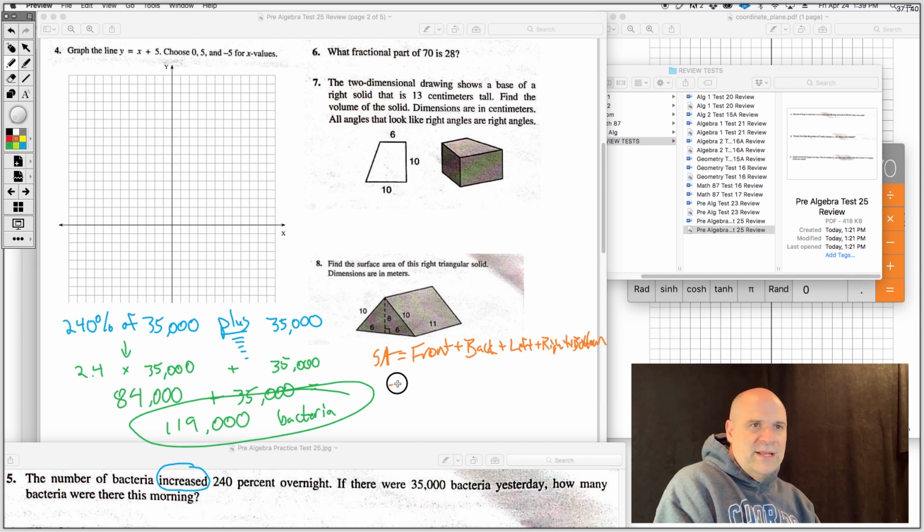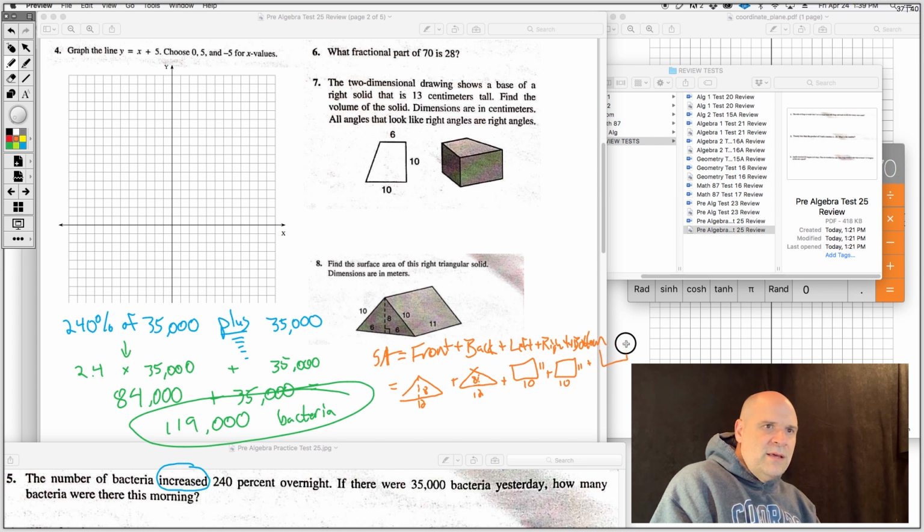Okay, so the front is a triangle. It is a 12 by 8 triangle. And another one of those. So we're just gonna do 2 of those. We're gonna find the area of both of those. 12 by 8. Left and right look the same. It's a 10 by 11 rectangle. 2 of those. Plus the bottom, which is another rectangle. Looks like it's a 12 by 11 rectangle.